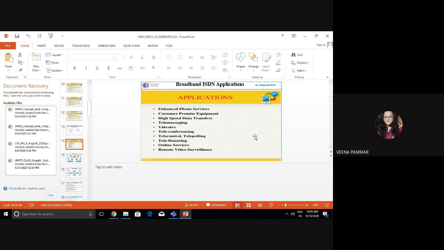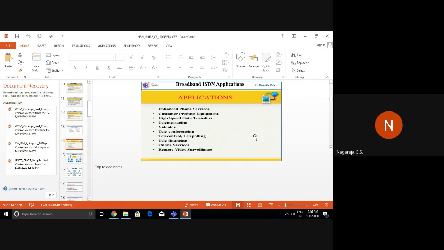Telemessaging. Messaging is interactive. Videotext. Interactive. Teleconferencing. Interactive, sir. Interactive because unless you are coming virtually with one another, it is not possible to do any kind of communication, right? It's interactive. Telecontrol and telepolling are interactive. Telefinancing, all tele applications will be interactive.